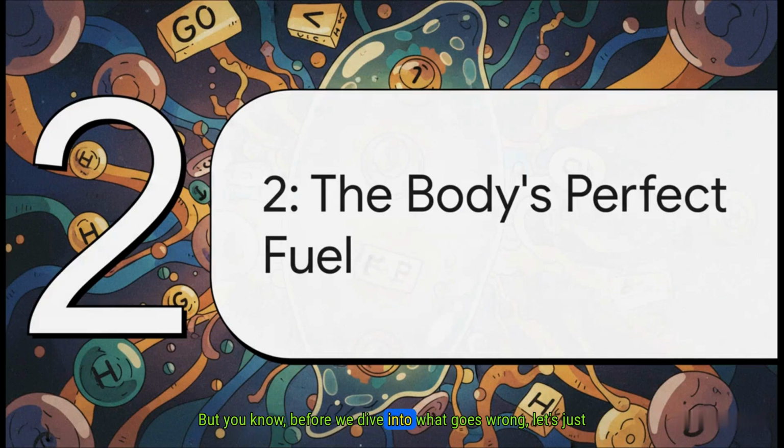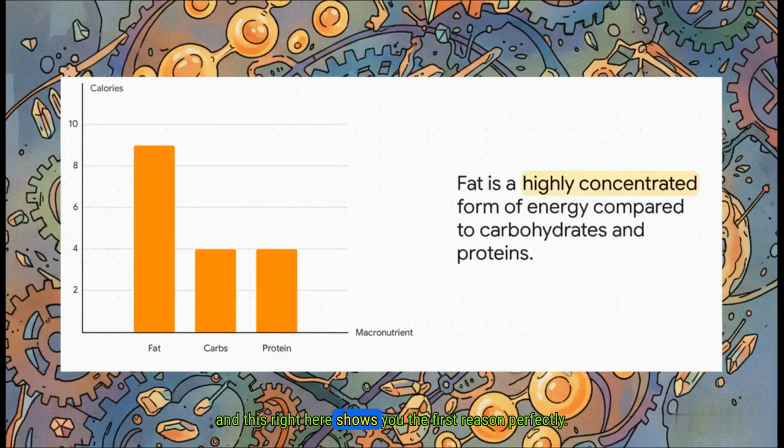But before we dive into what goes wrong, let's just take a second to appreciate how elegant our body's energy storage system really is. I mean, why did evolution pick fat as its number one fuel reserve? It turns out there are a couple of truly brilliant reasons. And this right here shows you the first reason perfectly: energy density. Just look at this chart. Fat packs an incredible 9 calories per gram. That's more than double the energy you get from carbs or protein. It's just a ridiculously concentrated fuel source.